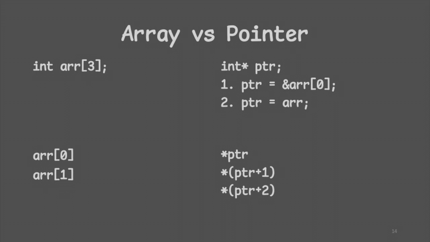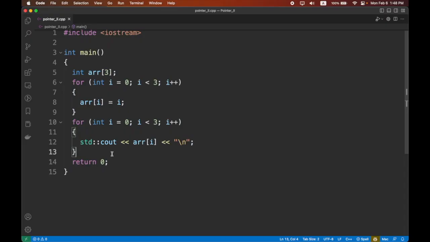So we dereference ptr plus 1 to get the second element in the array. And note that this expression is equivalent to the left-hand side, arr[1]. Let's see an example to understand more clearly. Let's take a look at another example.